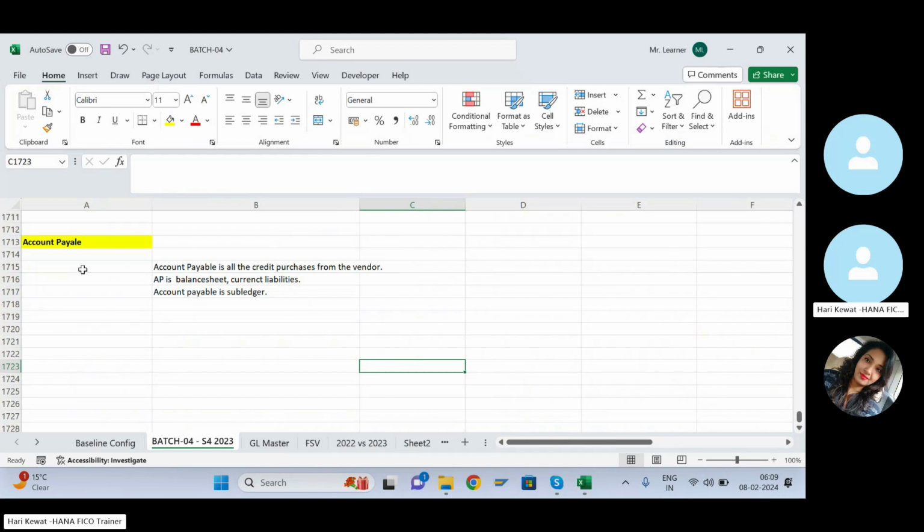Whenever you do the posting in the vendor master, which is also known as a sub ledger, the journal entry will automatically hit your reconciliation GL. But you cannot post directly in the reconciliation GL. You should always post in the vendor master. From the vendor master, the accounting entry hits the reconciliation GL.